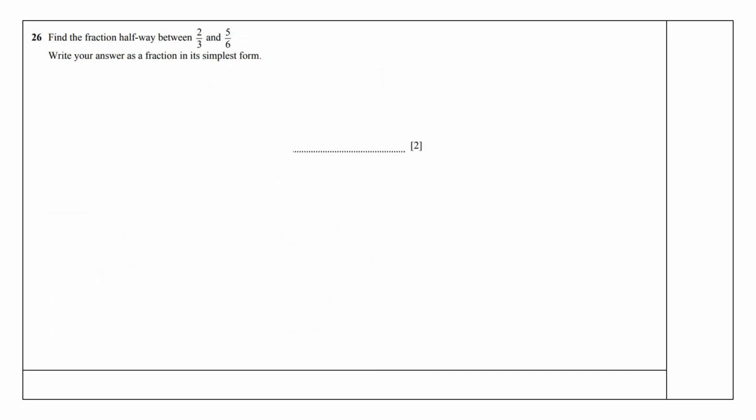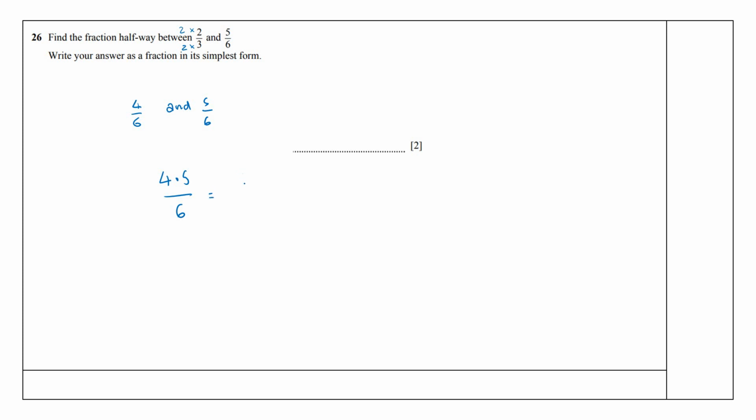Okay. Next, find the fraction that's halfway between 2/3 and 5/6. Write your answer in the simplest form. The first thing that you want to do is try to get a common denominator. Well, we can, but it'll be 4/6 and 5/6. 2/3 is 4/6 because you multiply by 2 here and multiply by 2 here. It's an equivalent fraction. Halfway between 4 and 5 is 4.5 over 6, which is a very annoying thing to deal with.